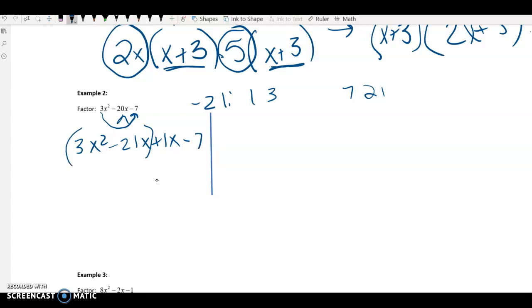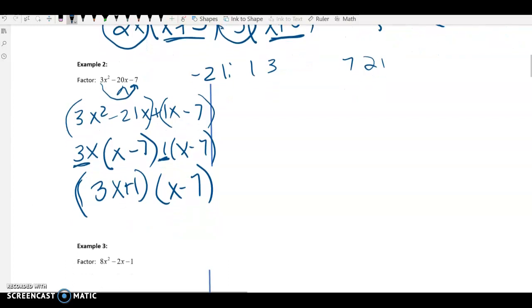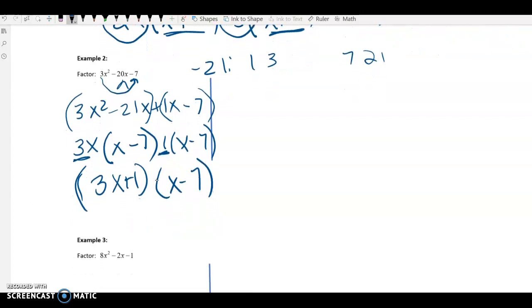Grouping. Put them in parentheses. Can anything come out of this first grouping? Yes. GCF is 3x. I'm left with x minus 7. Can anything come out of this other grouping? GCF of that is just 1. So I'm left with x minus 7. Which means I'll have 3x plus 1 in one parentheses group, and then I'll have x minus 7 in another. There's my binomials. All right. When you FOIL it out, you should get 3x squared plus 20x minus 7.